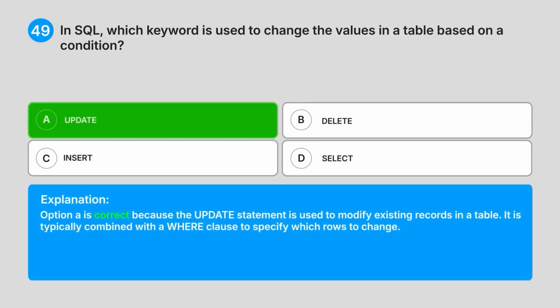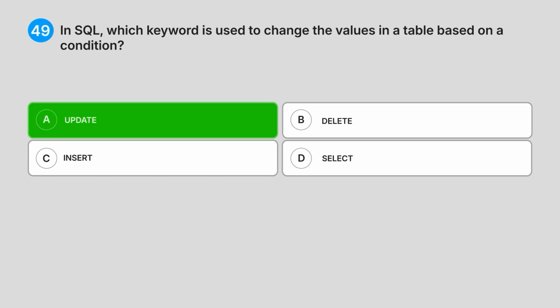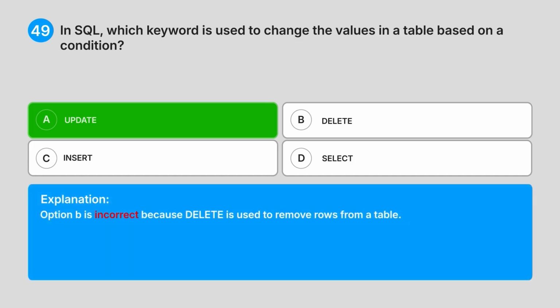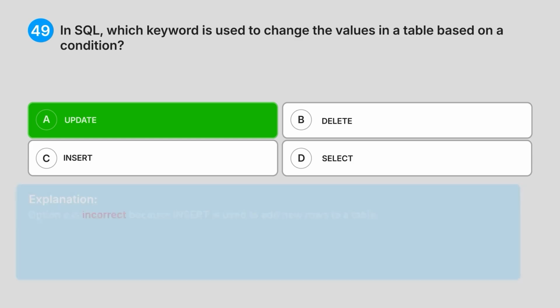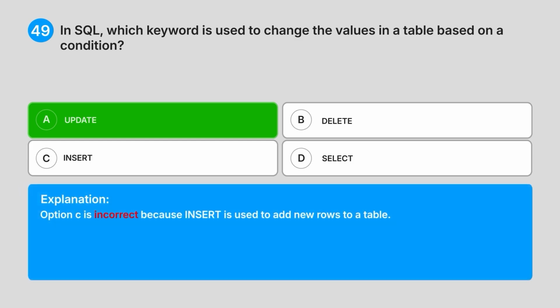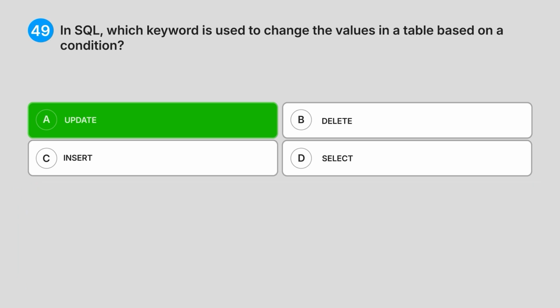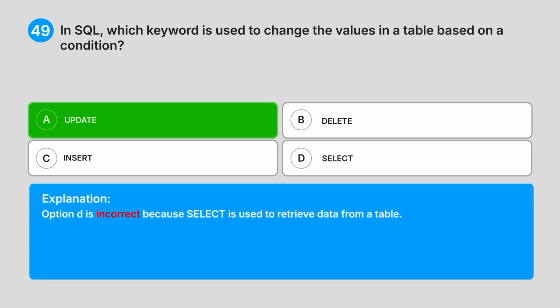Explanation: option A is correct because the update statement is used to modify existing records in a table. It is typically combined with a where clause to specify which rows to change. Option B is incorrect because delete is used to remove rows from a table. Option C is incorrect because insert is used to add new rows to a table. Option D is incorrect because select is used to retrieve data from a table.